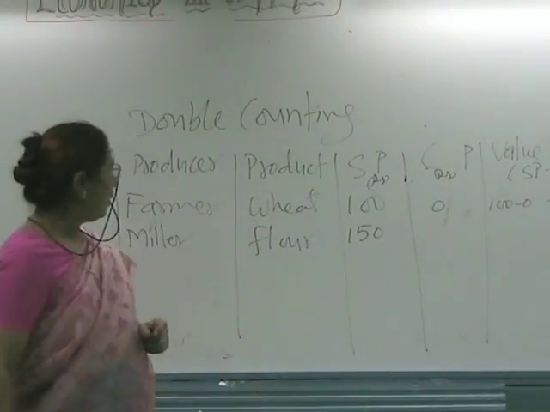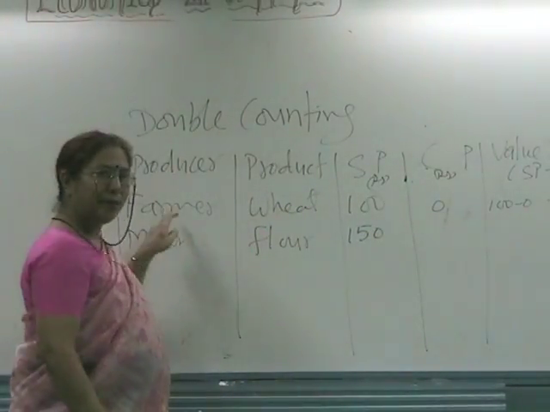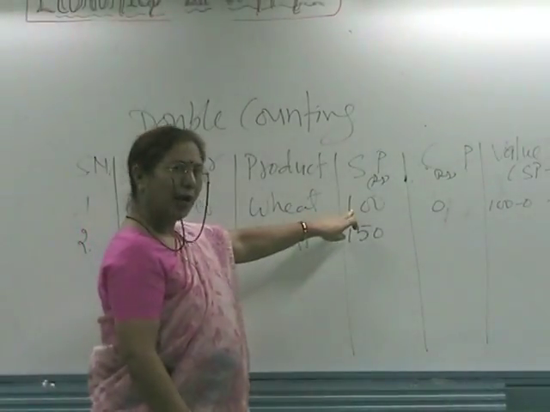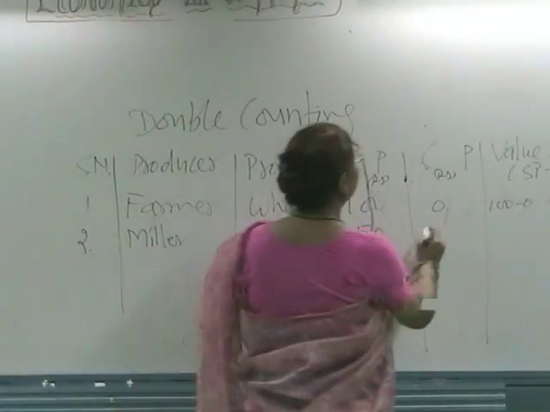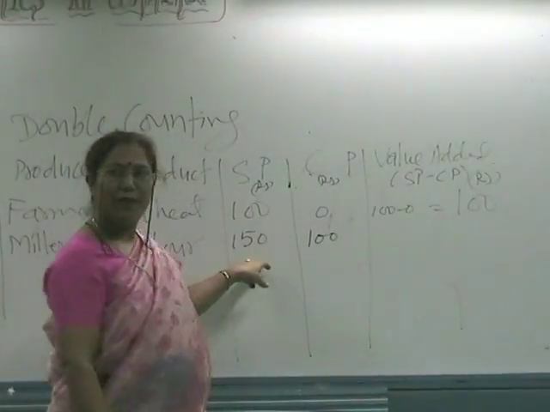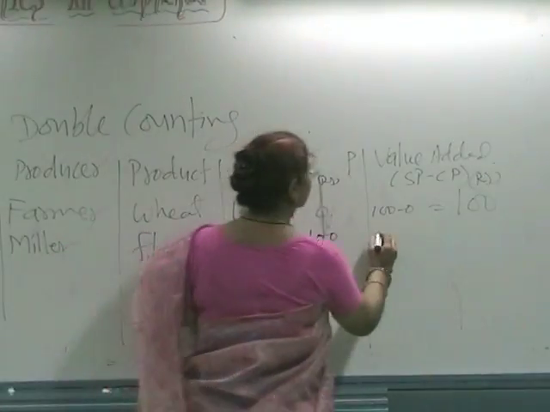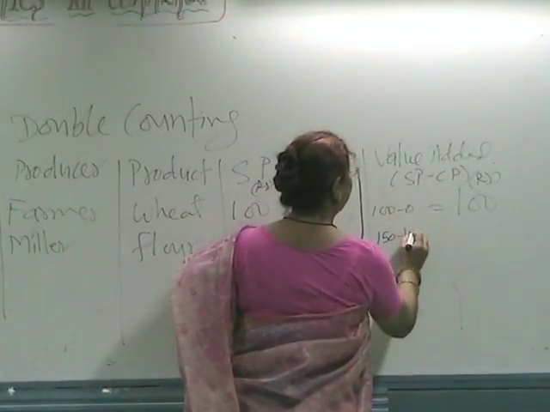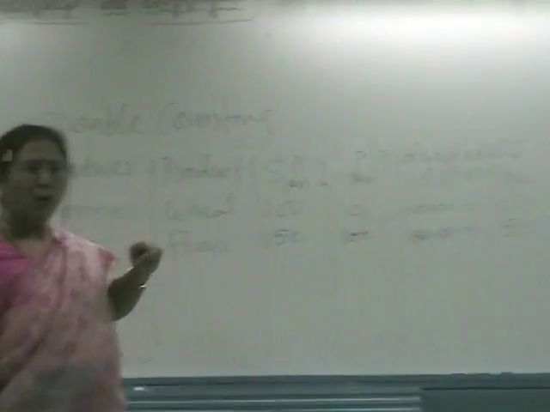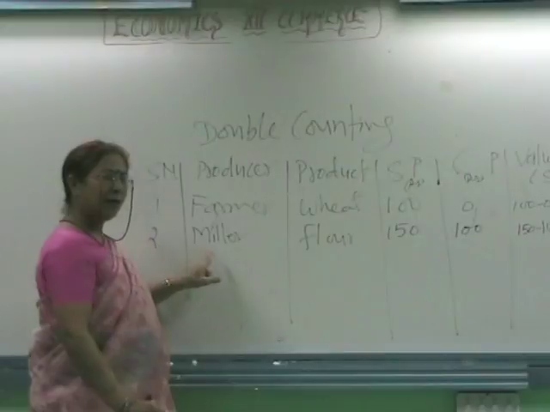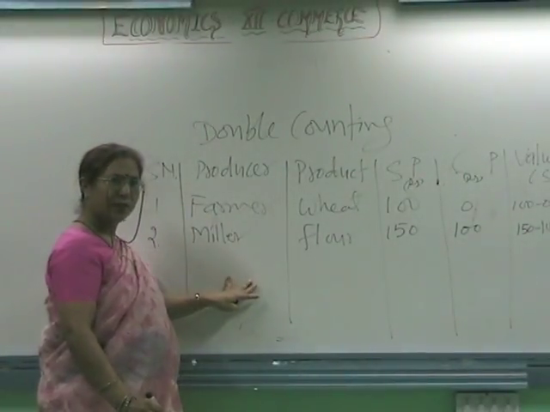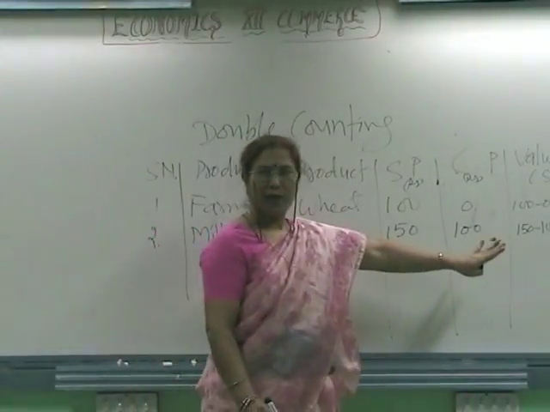Okay. Now, the cost price of the miller, because he has purchased from the farmer, how much has he paid? 100 rupees. So we will write cost price is 100. What will be the value added? 150 minus 100 is equal to 50. So the value added by the miller in this production process is 50.